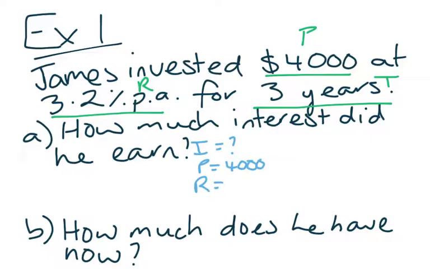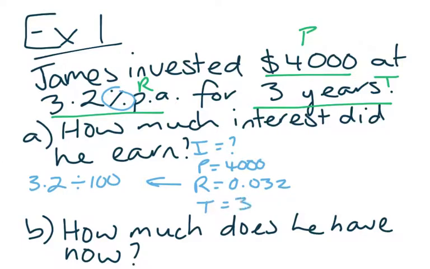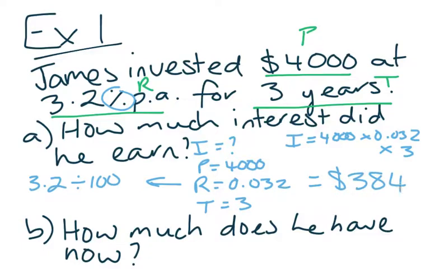So I'm just going to write here the rate as a decimal. Okay, so if you've forgotten how to do that, remember we just divide by 100 because it's a percentage. And the time is already in years. So when we actually do our calculation, we do 4,000 times 0.032 times 3, all on one line. I've just run out of room. And then we can calculate that, and you should get $384. Okay, so he earned $384 in the 3 years.